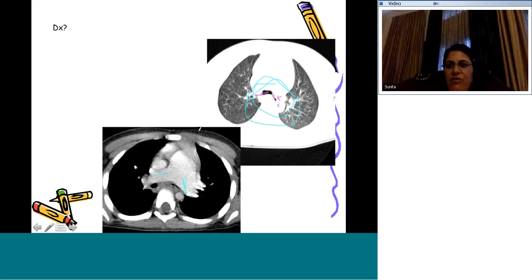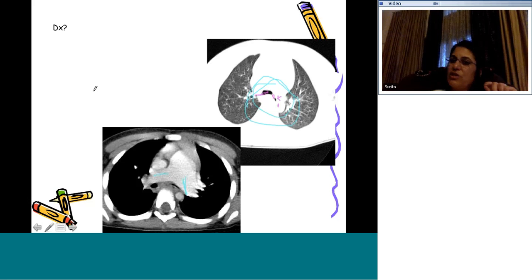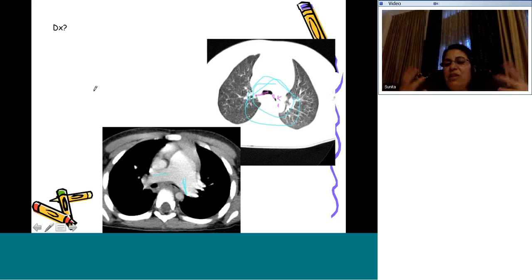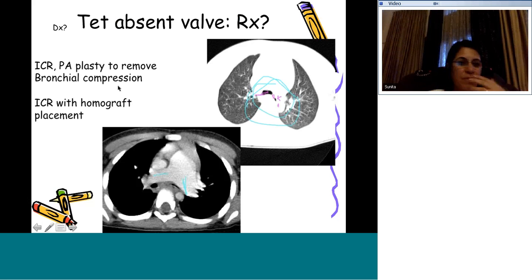And RV to PA homograft and reduction plasty of PAs, right? So that is the total correction. Now some people will do VSD closure and valvotomy or a transannular patch. They will treat it like a regular TET. But the disadvantage is you will have PR, and you have all the issues of PR even continuing later.